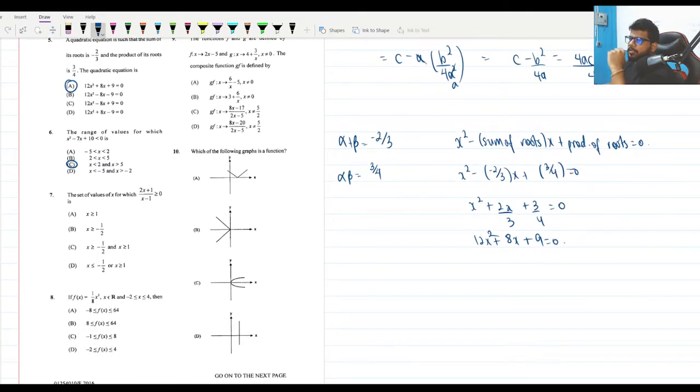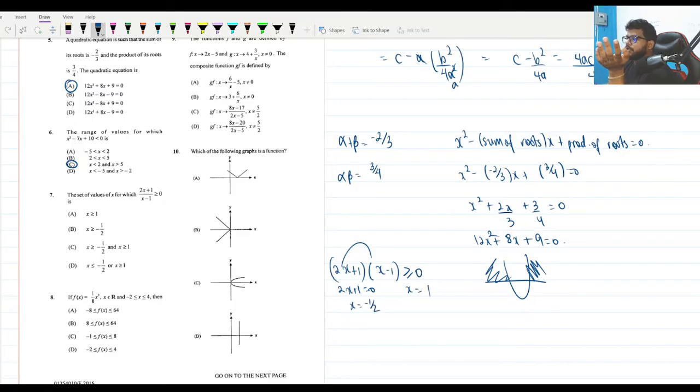The set of values for which this is greater than or equal to 0. Make life easy. For questions like this, just bring the denominator on top, right? Just for your multiple choice, it is the wrong procedure to do it, but just bring it on top. Cool? This is going to be a positive x squared. So it's going to be this. I want to know whether this is greater than 0. When I solve this, I get 2x plus 1 is equal to 0, x is minus a half. And x is 1. So those are my solutions. So this is minus a half and this is 1.